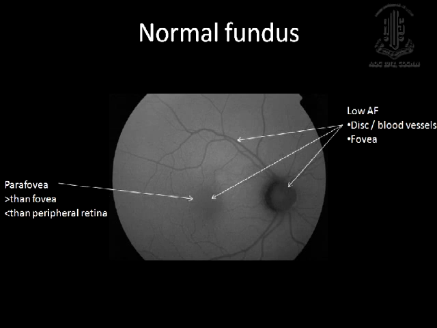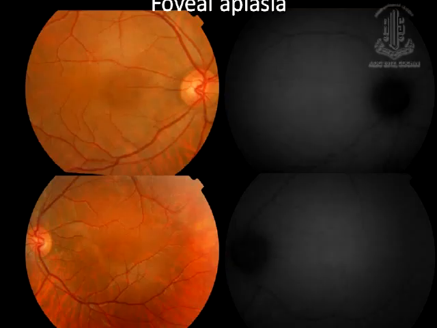So when you take an autofluorescent image of a normal fundus, how does it look? The disc, the blood vessels and the fovea look a little dark, and this generalized whiteness what you see is the normal autofluorescence. Parafovea gives a little bit more autofluorescence than the fovea, but it's still less than the peripheral retina. So here you see a patient with foveal aplasia. As I mentioned, you have to strain a little bit to see the images. So you don't see the distinction of parafovea and fovea here. Everything looks a little bit granular, with irregular autofluorescence here.